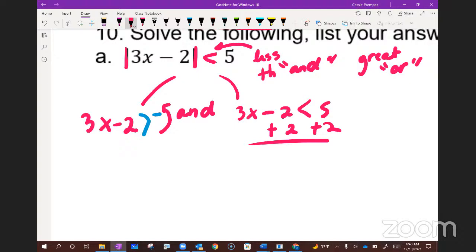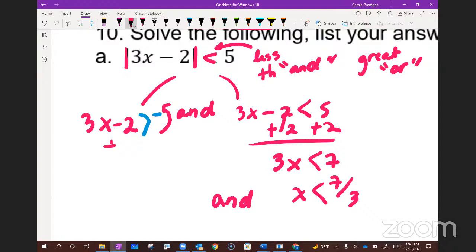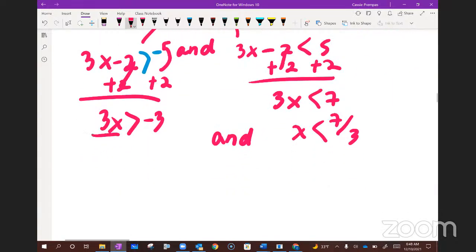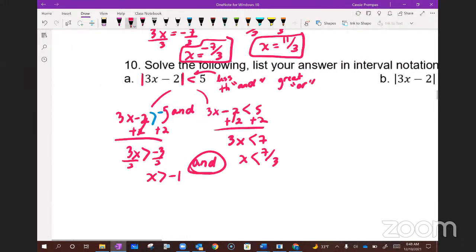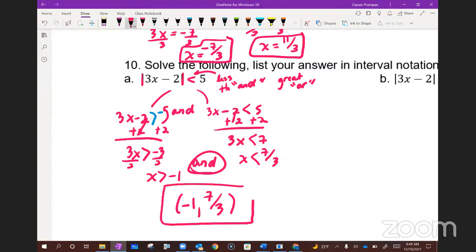Add 2, and I get 3x is less than 7. So x has to be less than 7/3. And add 2, that gives us 3x has to be greater than -3. Divide by 3, and x has to be greater than -1. This is an and situation, so it has to meet both conditions. So our answers would look like parentheses, -1 to 7/3 with parentheses, because those numbers would make both of the inequalities true.